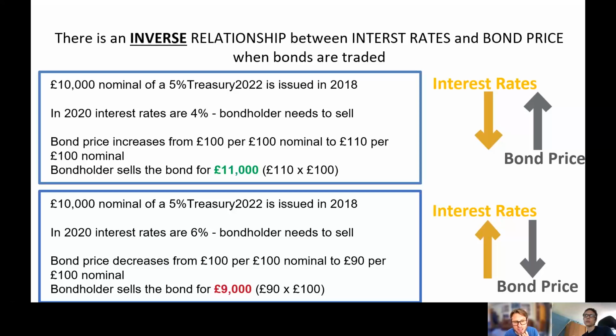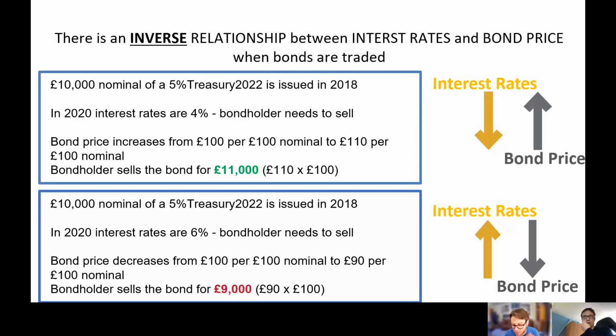So what we would expect to see is that the bond price will go up, because our 5% coupon bond is offering a better rate of return, and therefore the demand will probably be higher for it. So in this case, the bond price increases from the £100 per £100 nominal that it was when it was issued, and it's now gone up to £110 per £100 nominal.